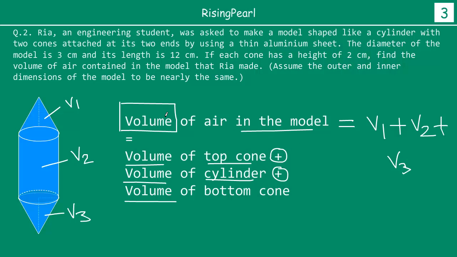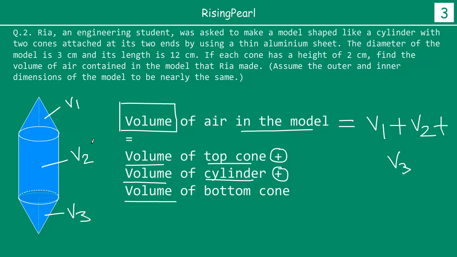That is why I mentioned that calculating the total volume is different from calculating the total area. When it comes to volume, we simply find the amount of air in the cone, then the amount of air in the cylinder, and then the amount of air in the other cone, and add them. That gives us the total amount of air inside this model.